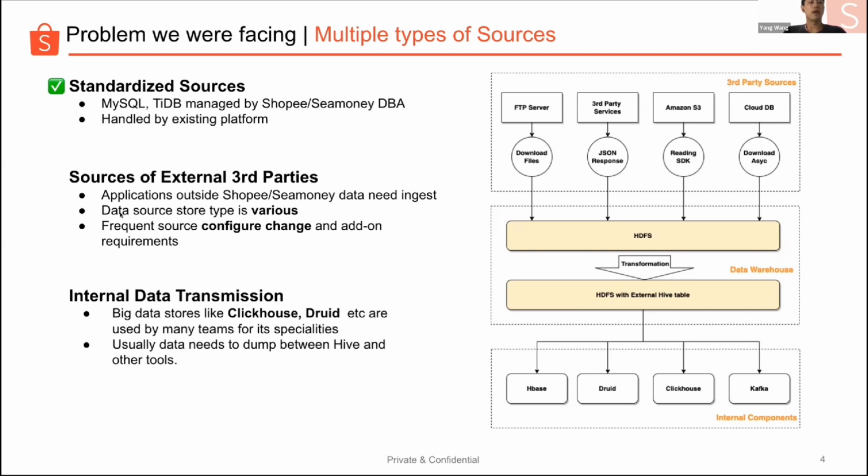Apart from importing data to Hive from external sources, big data stores like ClickHouse and Druid are used by many teams for their specialties. Data in these components is usually exported from Hive, but some of them need to sync data to Hive as well. Currently, each of these component pairs has an independent transport component. Basically, each of them has its own code base. So it brings developers much trouble in communication and in learning each of them.